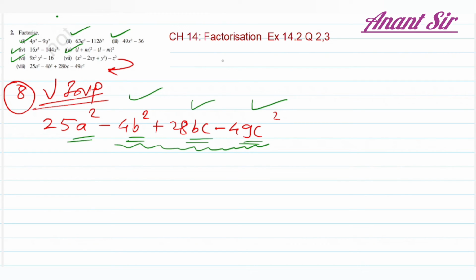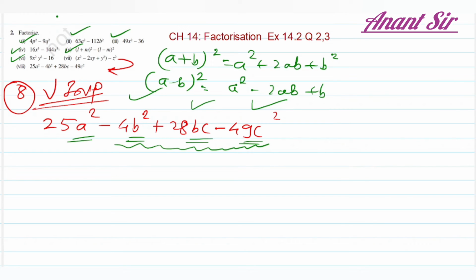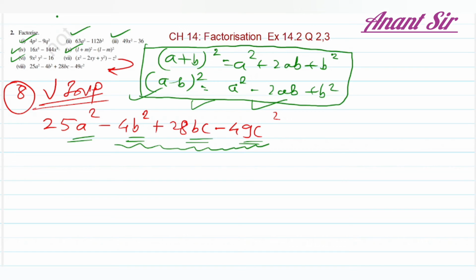One very important thing to remember always is when you use the formula a plus b whole square, the formula is a square plus 2ab plus b square, and if you use the formula a minus b whole square, the formula is a square minus 2ab plus b square. One thing which is very important to understand in these two formulas is the square terms are always positive. Even if you use any formula, the square terms are always positive. This middle term might be negative if you use the formula a minus b whole square, but the square terms are always positive when you use these formulas.